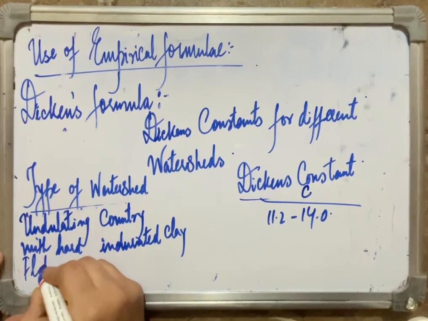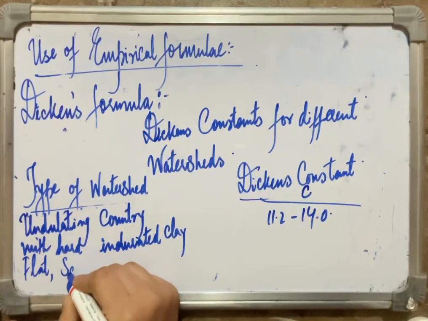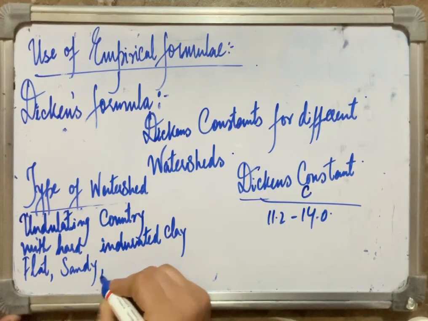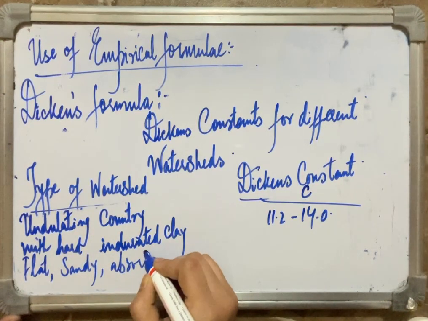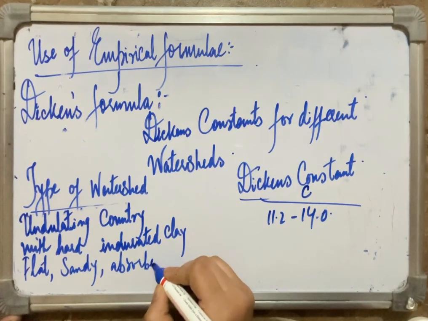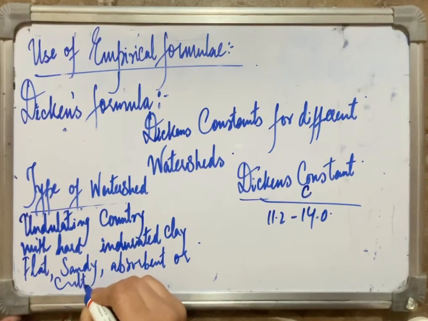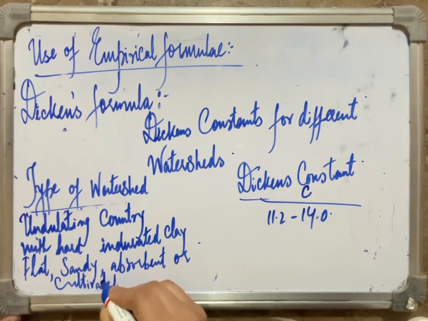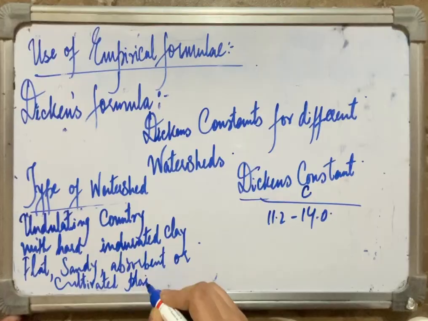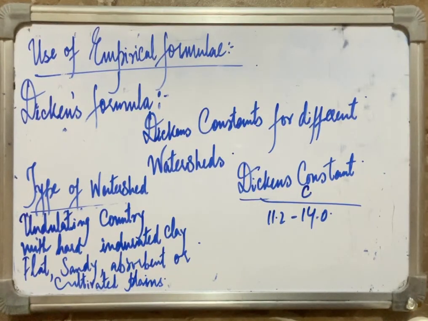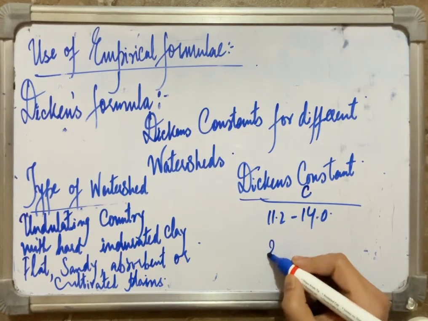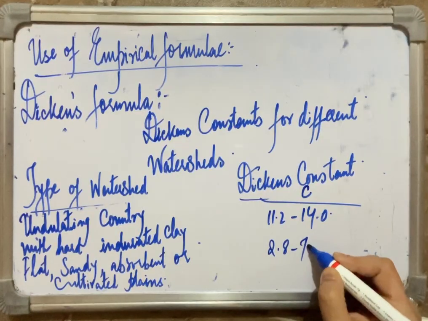Flat, sandy, absorbent or cultivated plains. All right, and here in this type of watershed, the Dickens constant varies from 2.8 to 7.0.